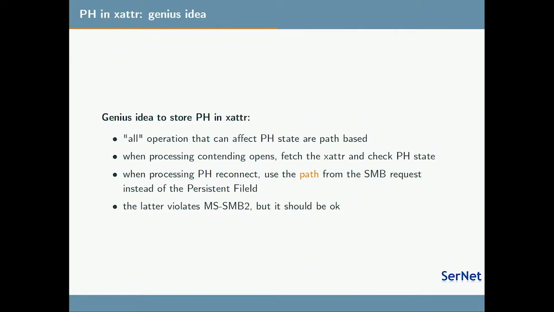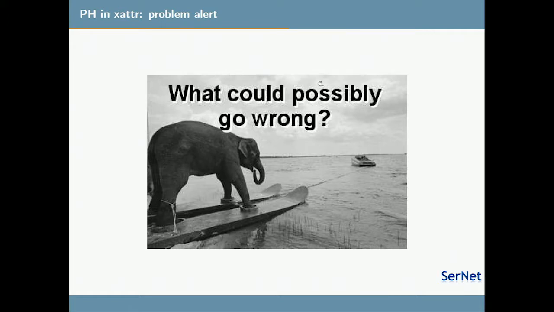We could use that to fetch the persistent handle state from the file system. The latter already violates SMB2, the spec that tells you how to do a reconnect of a persistent handle, but I mean, it should be okay at that point, I guess. So, brilliant idea. So what could possibly go wrong here?